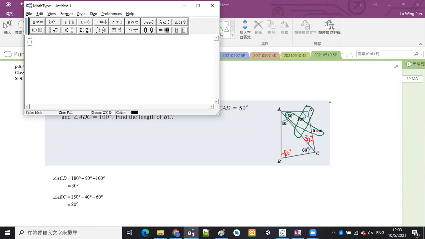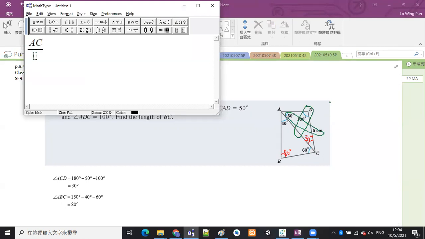Because the main target is to find BC, and BC belongs to triangle ABC. I just need one more length in triangle ABC, and that should be the common side among these 2 triangles. AD is useless. So let us find AC here.